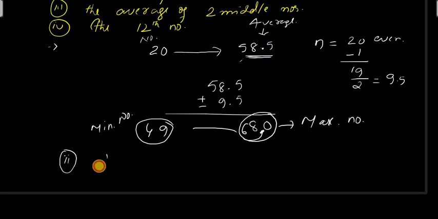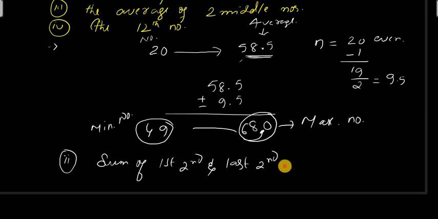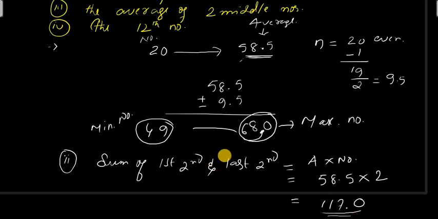Number 2: sum of first, second to last, second and last, second. Sum, then the average into number. This is the average sum. 58.5 numbers, first, second to last, second number, then into. 2 8 16 17 11 117 is the sum of the first, second and last, second number. Question number 2.